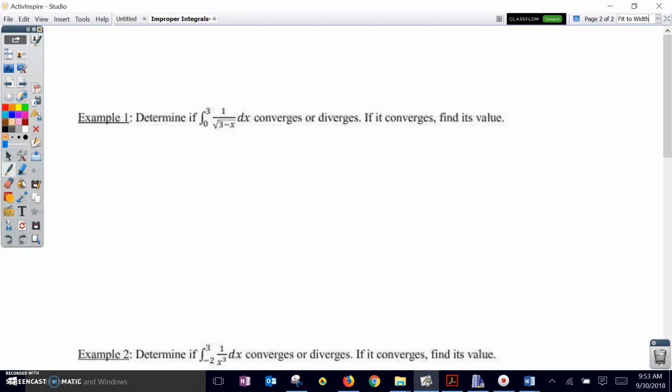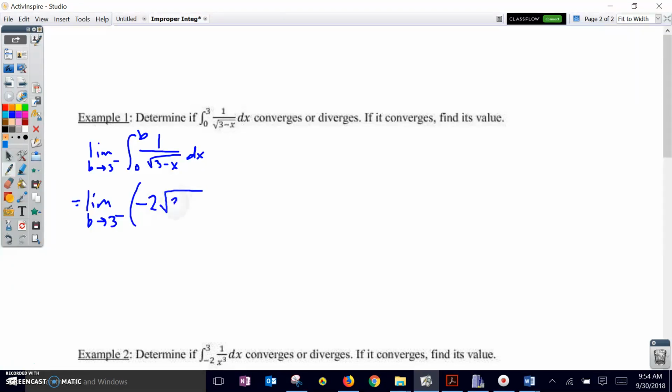And so in order to find this integral, we're going to take the limit as b approaches 3 from the left of the integral from 0 to b of 1 over the square root of 3 minus x dx. Okay, and so we'll now go ahead and find the antiderivative. The antiderivative of 1 over the square root of 3 minus x is negative 2 square root of 3 minus x. And we're going to evaluate that from 0 to b.